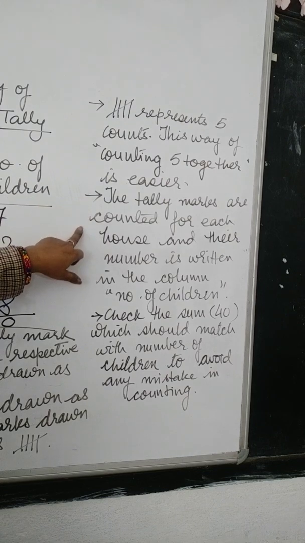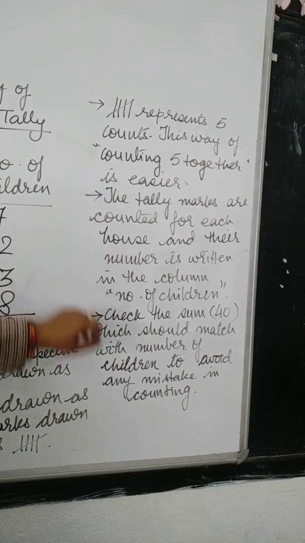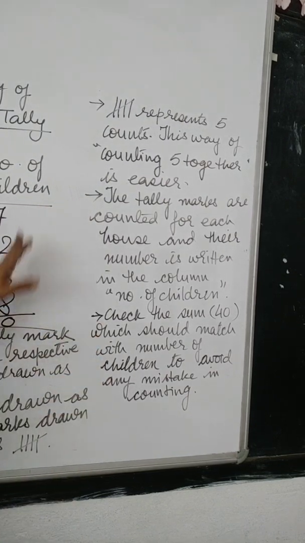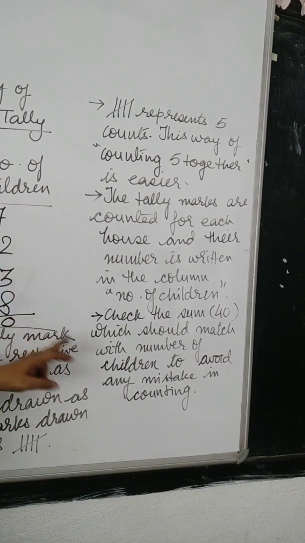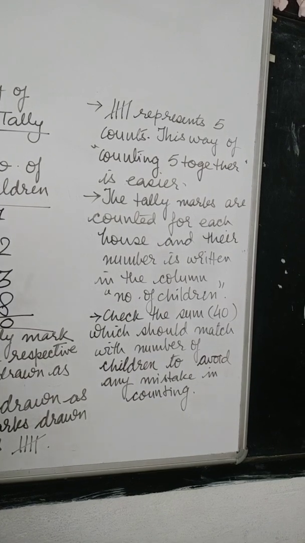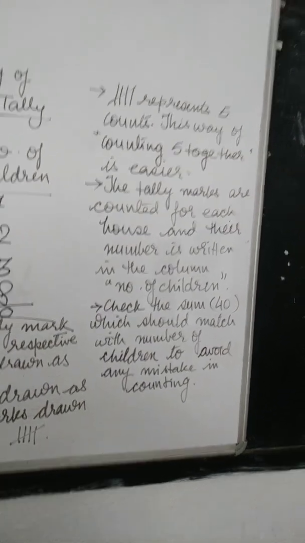So the tally marks are counted for each house and their number is written in the column. Number of children. Here I counted and wrote. Check the sum, 40, which should match with the number of children to avoid any mistake in counting. So likewise, tally mark is maintained.